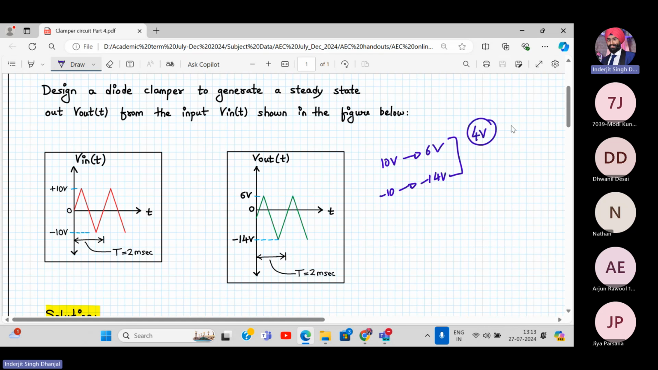So somehow we have to connect a battery. Let's say we consider 0.7 as the voltage across the diode. So somehow we have to add a battery of 3.3 volt externally. Let's see. This is the clue we get from here, right?